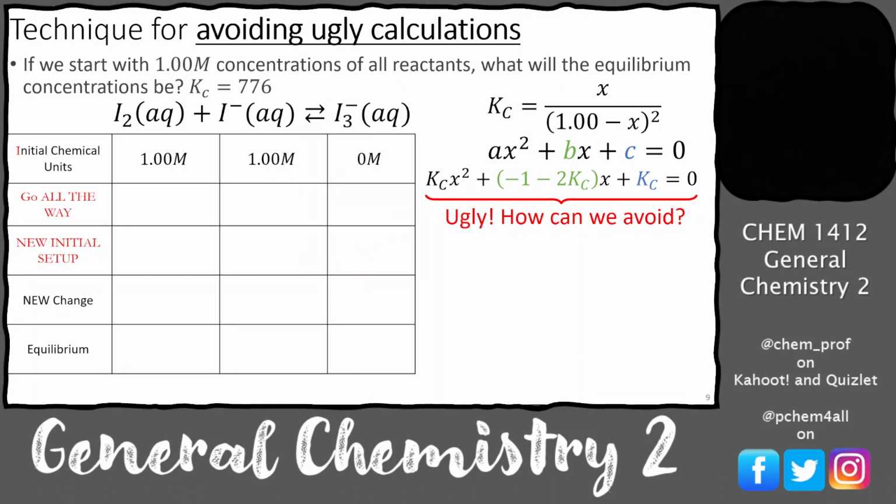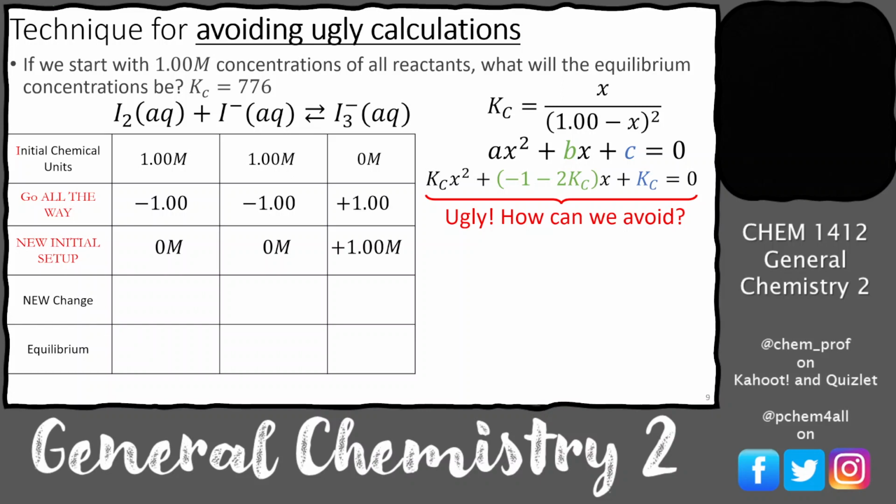Okay, I've added 2 more rows, and these 2 rows go all the way, and then we have a new initial setup. So what does go all the way mean? That means my x's are 1, so I'm subtracting all the way. So I'm going all the way to 0 for the iodine and all the way to 0 for the iodide.